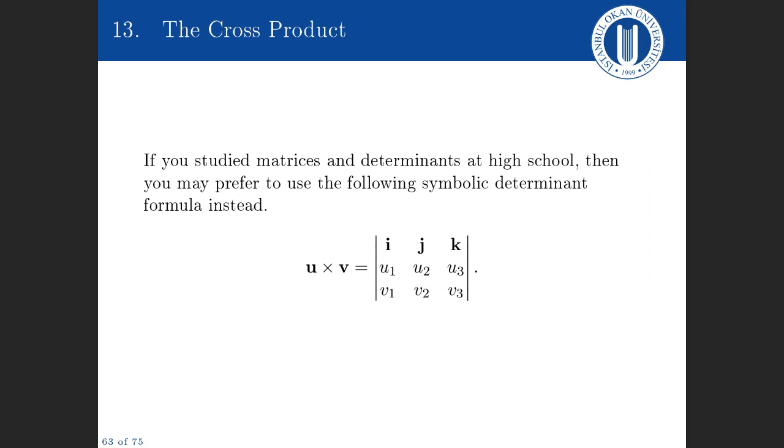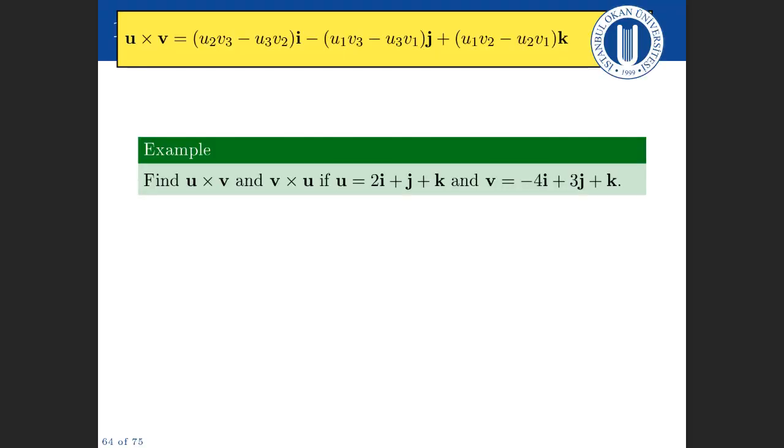Some of the people studying this course might have studied matrices and determinants at high school. So if that's true, then you might prefer to use this formula instead. u cross v is the determinant of the 3 by 3 matrix with rows i, j, k; u1, u2, u3; v1, v2, v3. If you don't understand matrices and determinants, then just forget about this. Use the formula which is now in the yellow box.